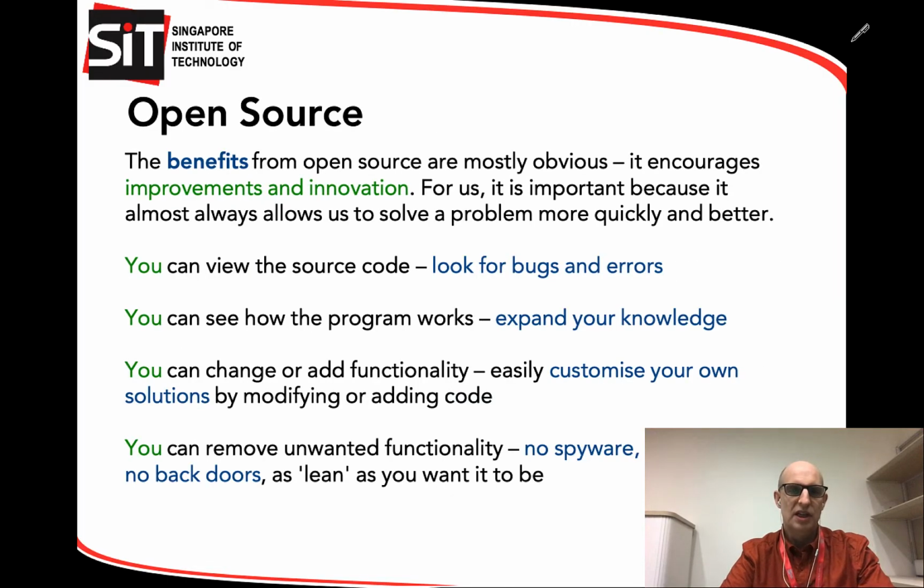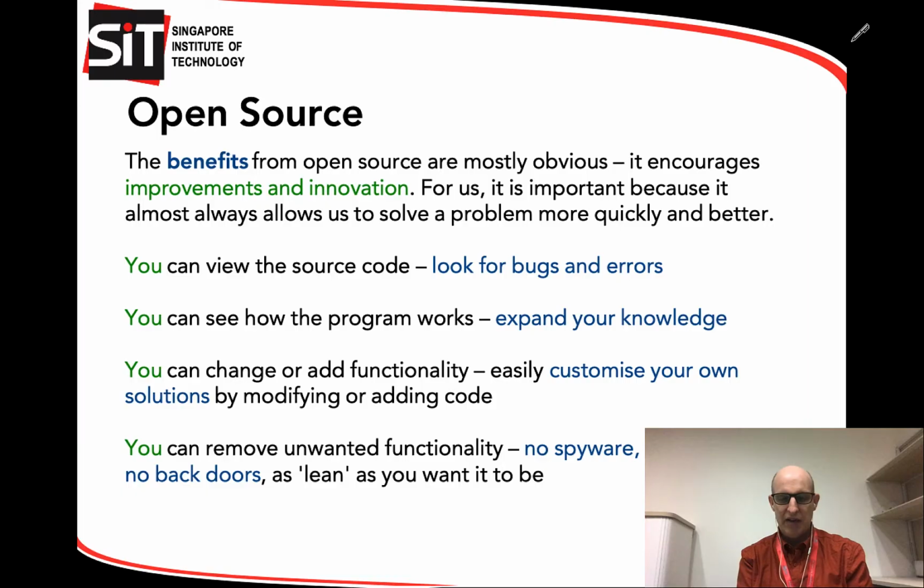Open source is obviously beneficial because it allows people to use it. It allows people to understand what's happening inside there. It encourages improvement and innovation. With open source software, you can view the source code. You might not understand it, but you can learn software from viewing open source code. You can look for bugs and errors and backdoors and so on. You can expand your knowledge by looking at this.